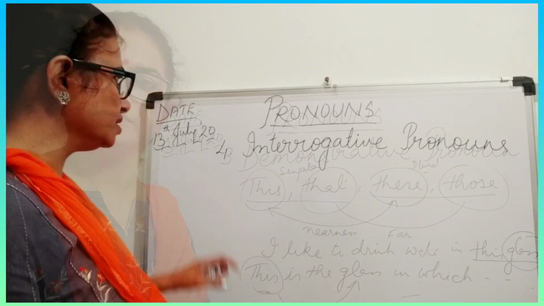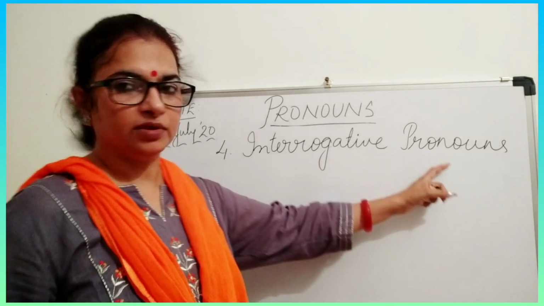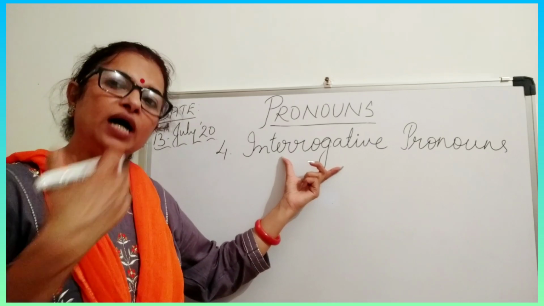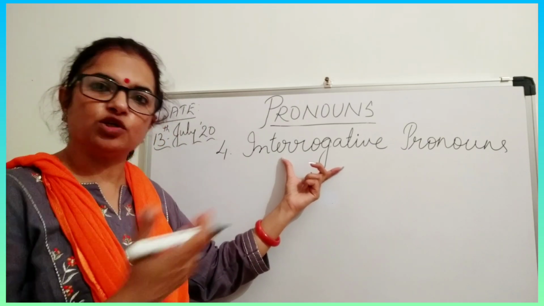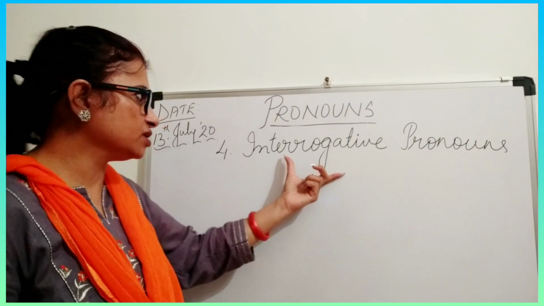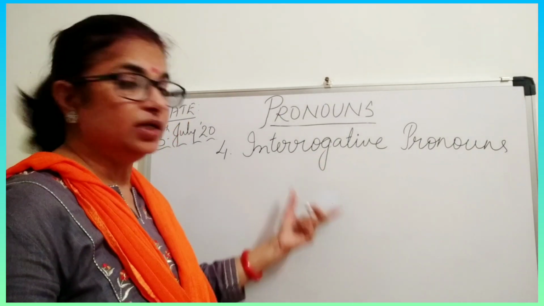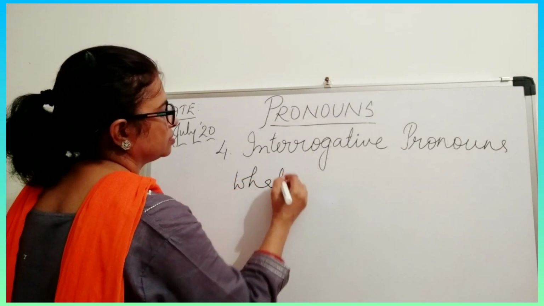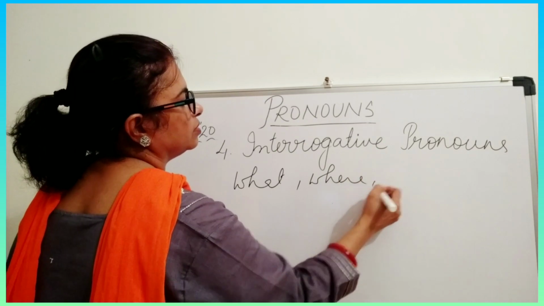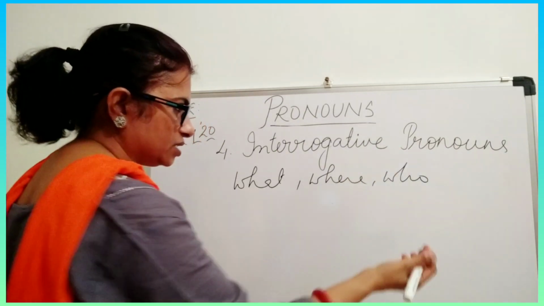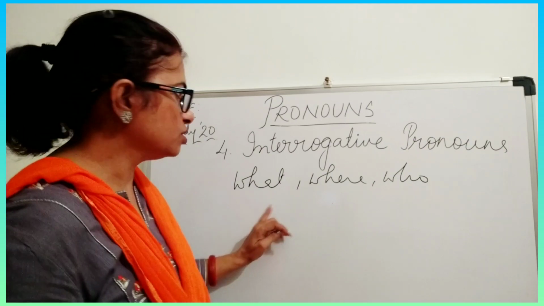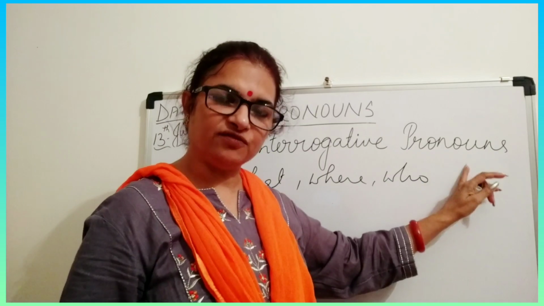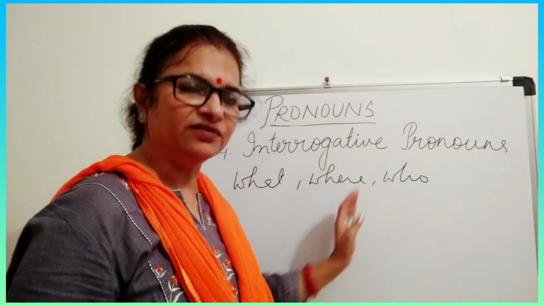Okay, now children, let's see the fourth one, the interrogative pronouns. The word interrogative means to ask something, to ask a question. So interrogate someone means to ask some inquiries. Interrogative pronouns are the words which ask a question, for example, what, where, who. All these are question words, so we call them interrogative words. And if you use them in place of nouns, then obviously they are interrogative pronouns.